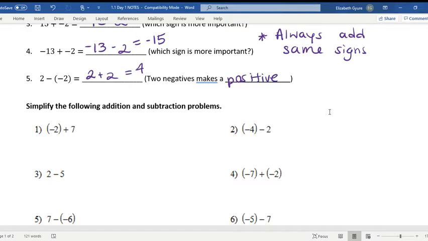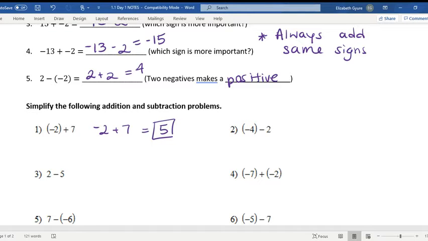So we have negative 2 plus 7. The negative 2 is in parentheses. Do we really need the parentheses? No. So if it makes you feel better, you can rewrite it as negative 2 plus 7. So negative 2 plus 7, what do we think that's going to be? Jake? 5. Yeah. That is just 5.